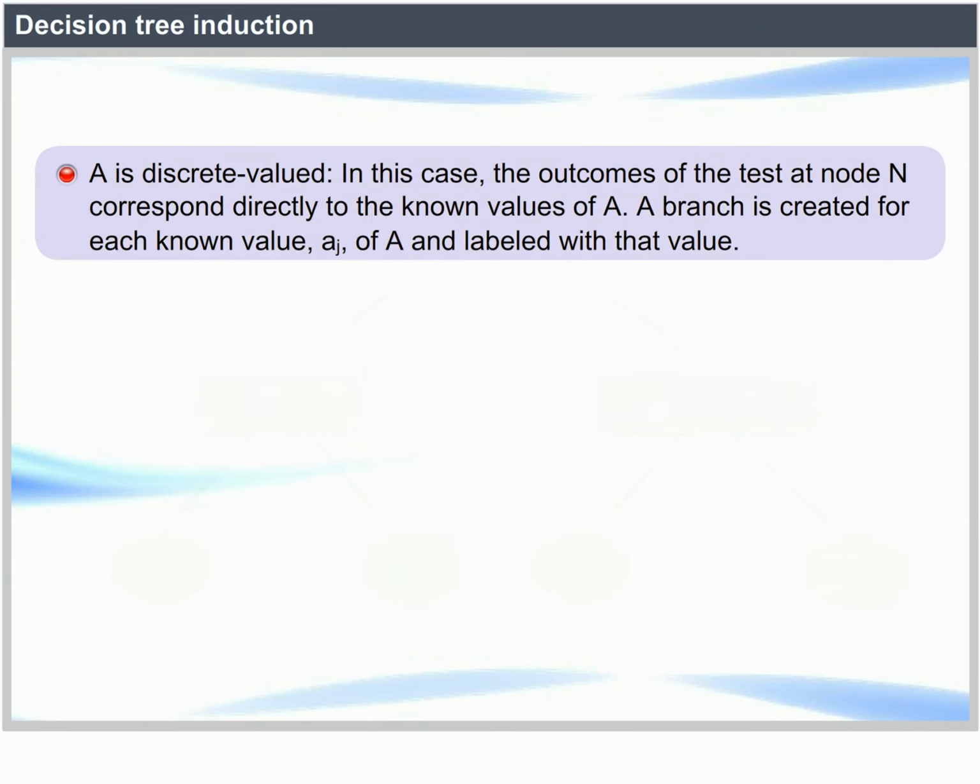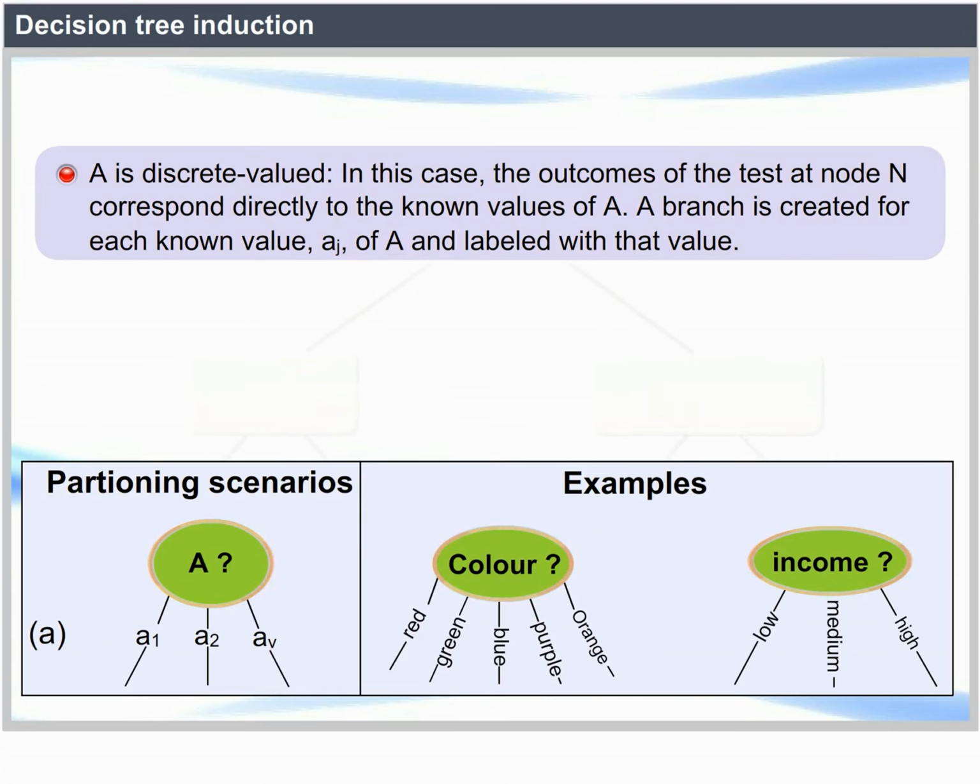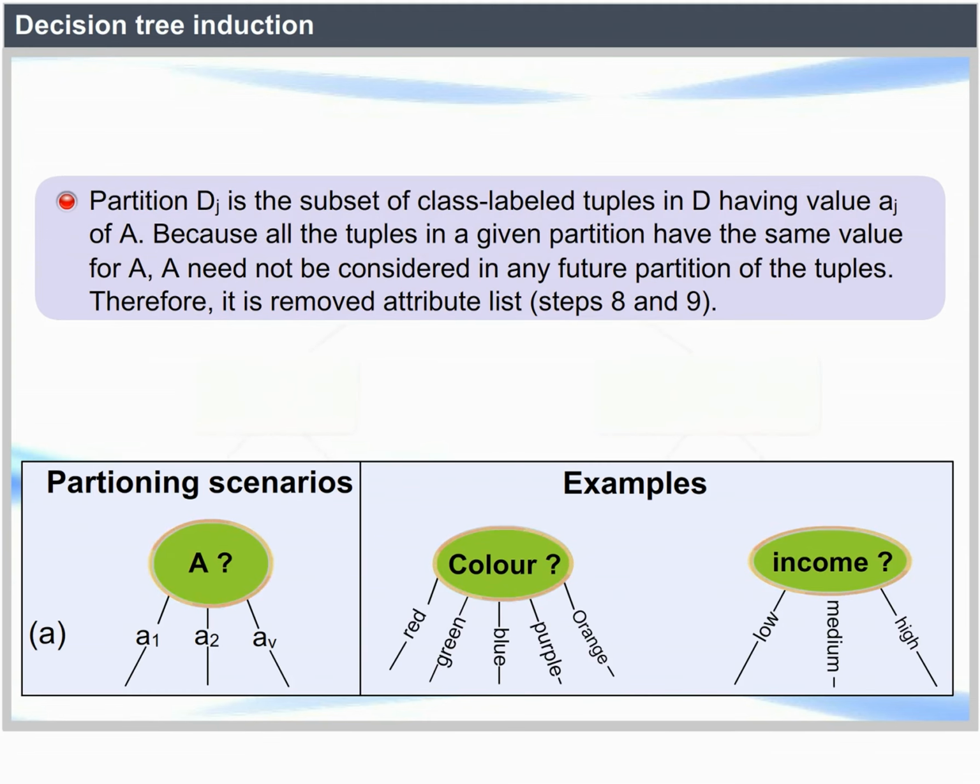A is discrete valued. In this case, the outcomes of the test at node n correspond directly to the known values of A. A branch is created for each known value a_j of A and labeled with that value. Partition D_j is the subset of class-labeled tuples in D having value a_j of A. Because all the tuples in a given partition have the same value for A, A need not be considered in any future partitioning of the tuples. Therefore, it is removed from attribute list.